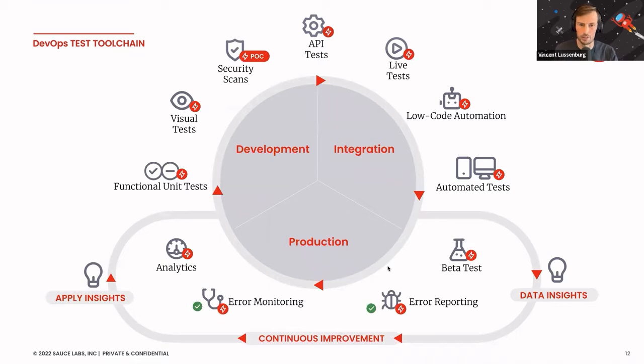And that's where Backtrace comes in, because problems are going to happen in production, right? No matter how much low-code automation, automated tests, or live tests you do, you're going to have problems, either during beta tests or in production. And the key is to respond to that really quickly.